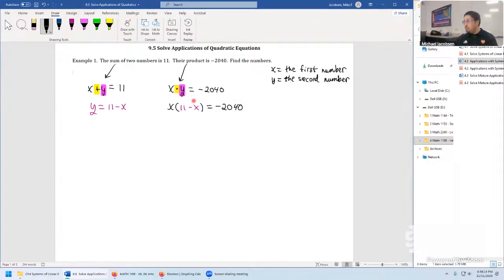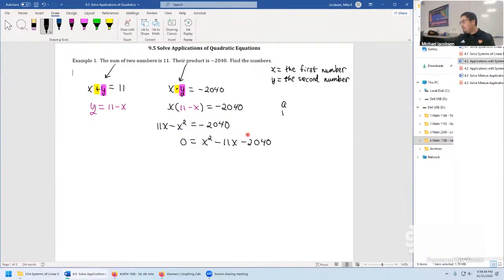Let's distribute X into this group. We'll get 11X minus X squared equals negative 2040. If we're using the quadratic formula, we want 0 on one side. Let's actually get the 0 on the left so we can force X squared positive. Add X squared to both sides, so now it's positive. Subtract 11X from both sides, so now we have a negative 11X minus 2040.